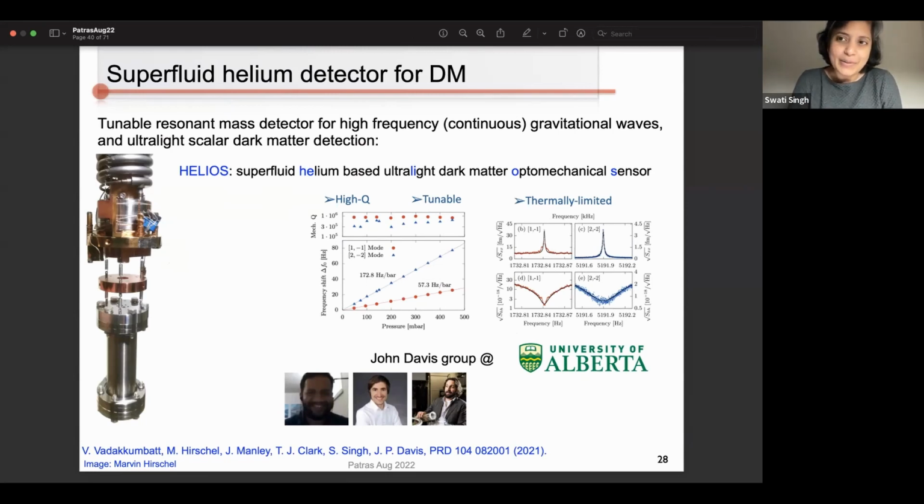And the cool thing about making a mass on spring with superfluid helium is that by changing the pressure of your container, you can change the speed of sound, which changes the acoustic modes of superfluid helium without sacrificing your Q factor. So you can change it by many hertz by just sweeping the pressure. And that allows you to do a scanning search. So not just a tiny sliver, but a few tiny slivers, similar to the cavity haloscope experiments, where you can really do a nice sweep in your parameter space. So we're working with his group to basically set new constraints.